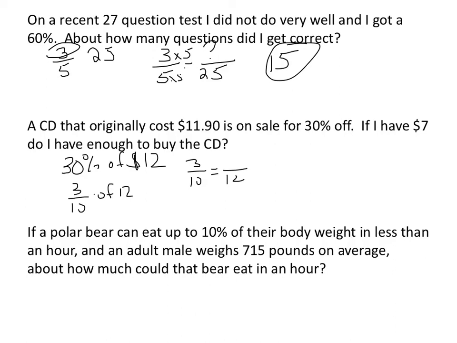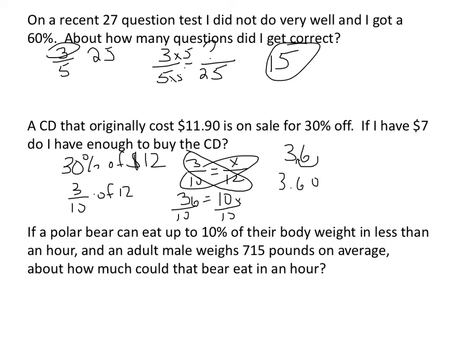On this one, it might be easier to use cross products, so we have 3 times 12, which would be 36, has to equal 10 times our number. Divide by 10, which just means we take our decimal point and we move it back one spot. So it becomes $3.60. Now that's the amount that we get off of the price. That's not what we're actually paying. So now I'm going to take my 12 and I'm going to subtract my $3.60. So if I have 12 minus 3, I have $9, but I still have to subtract 60 cents from that, which leaves me with $8.40 for a total. So if I have $7, I don't have enough to buy the CD.